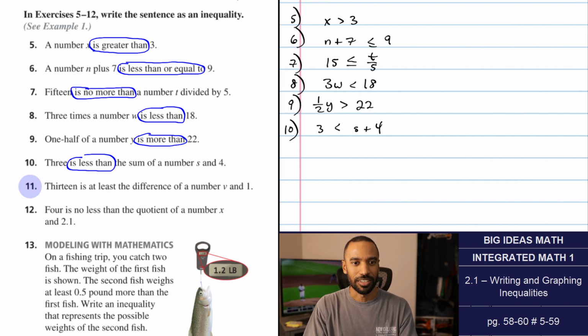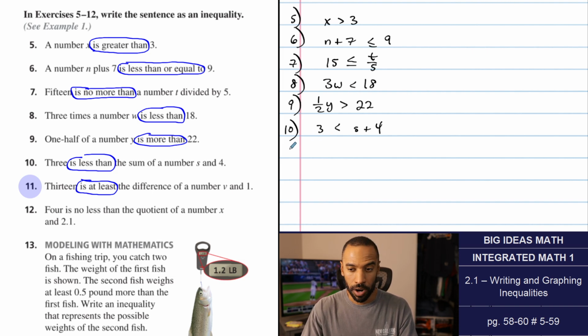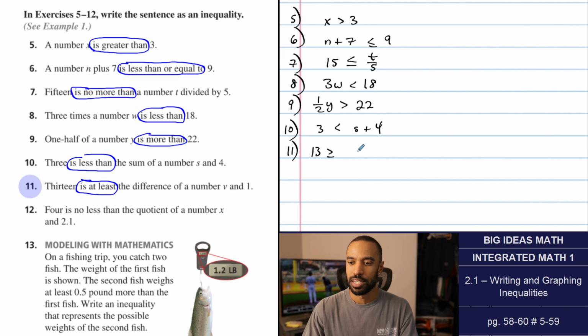Number 11, 13 is at least the difference of a number v and 1. At least means that or more. So 13 is at least, not less than, at least the difference of a number v and 1.